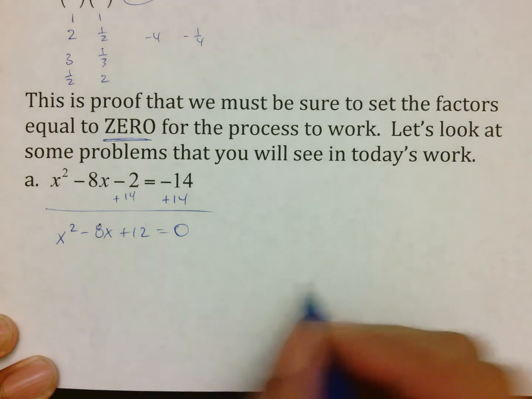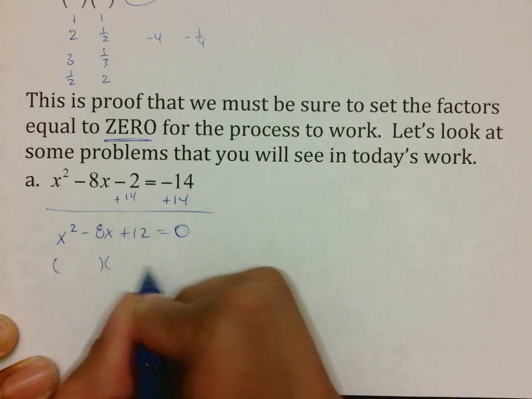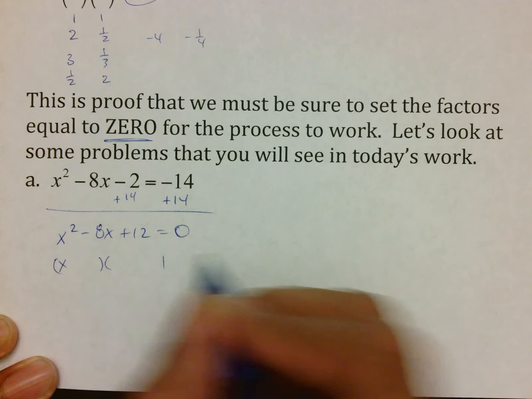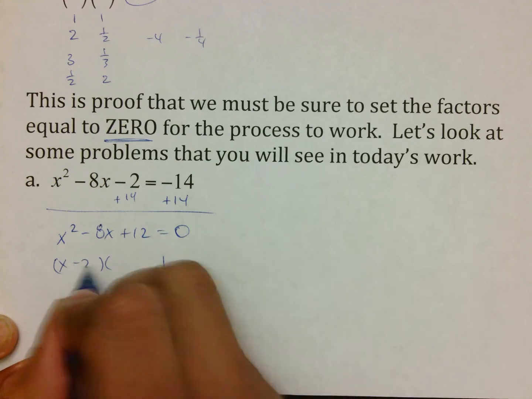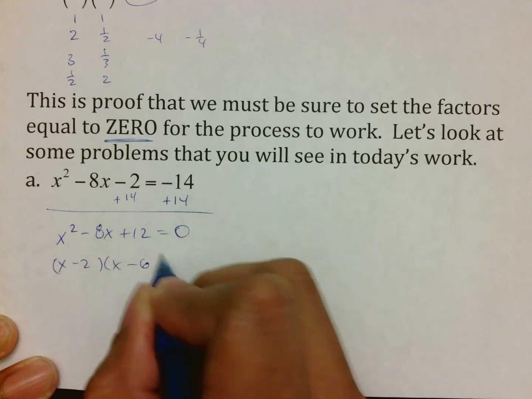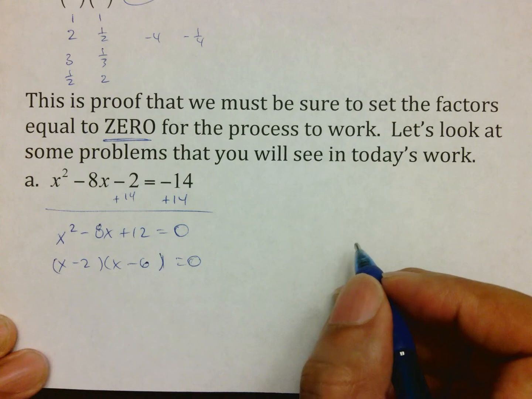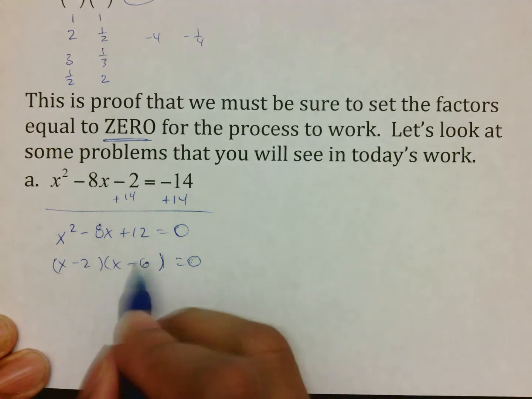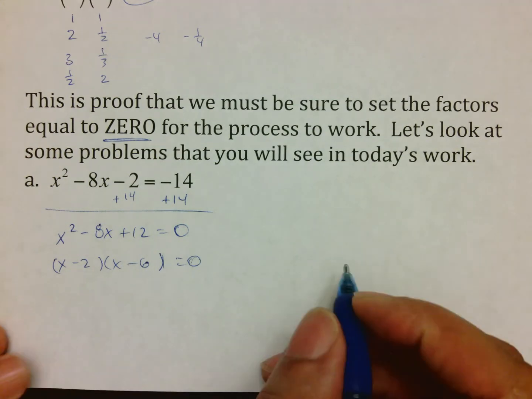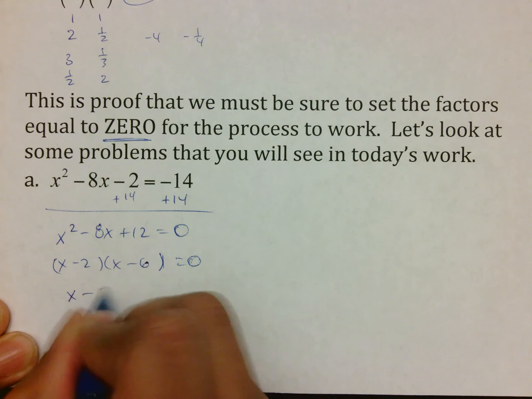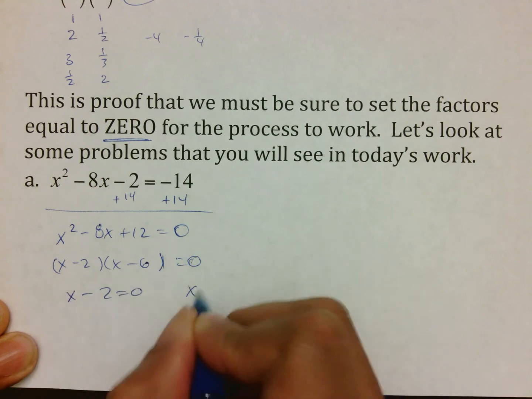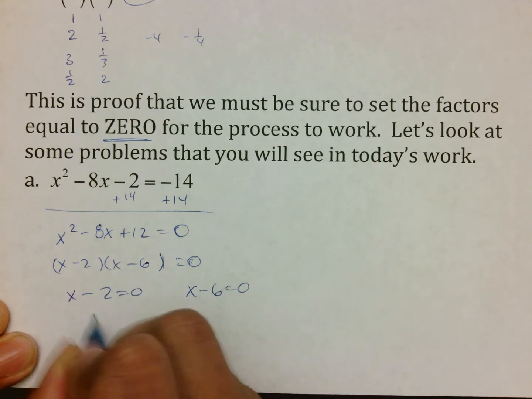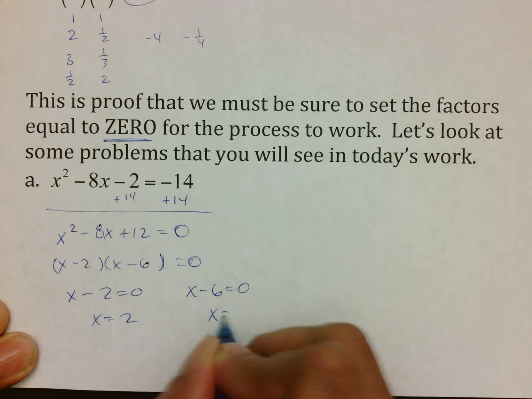So again, I'm going to go ahead and get to the factors because I've already taught the factoring anyway. I believe this is x minus 2, x minus 6 equals 0. 6 times 2 is 12, -2 plus -6. From there we go ahead and solve, which is your x minus 2 equals 0, your x minus 6 equals 0, which means that x is 2 and x is 6.